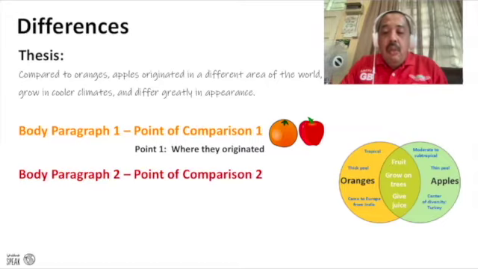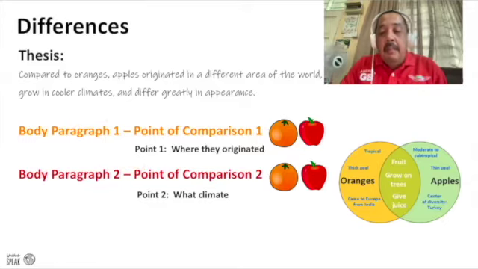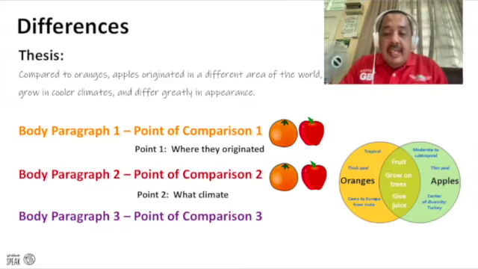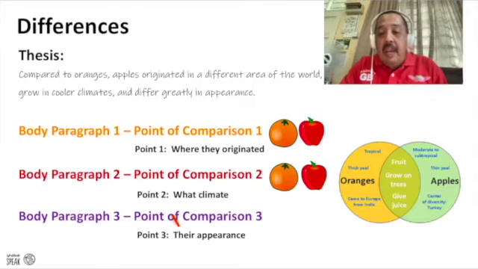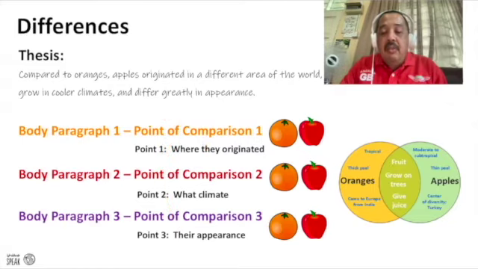We have to be really careful with order in the comparison and contrast essay. Now, what do you think body paragraph number 2 is going to be about? Well, yeah, you're right. It's going to be about the climate, because that is the second thing I mentioned in my thesis. And again, I'm going to talk about the orange first, and then I'm going to talk about the apple in comparison to the orange. And lastly, I am sure you know exactly the answer: this is going to be about their appearance, because it's the last thing that I mentioned in my thesis statement. And like the other body paragraphs, we talk about the orange first, then we talk about the apple in comparison to the orange.